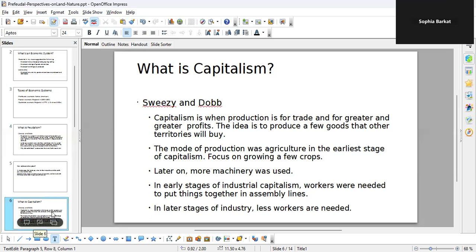So I'm talking about different types of capitalism here, because we often think of capitalism as just this factory-based production. But as Sweezy and Dobb show, it actually starts with agriculture.